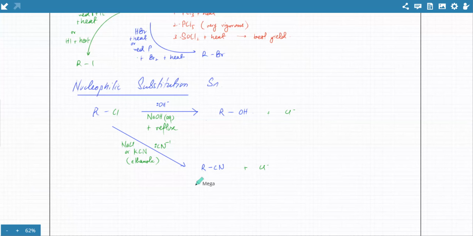And the third one is that you have NH3, which is ethanolic, and you would also need reflux. Or there could be another condition, which is that you could use NH3 gas and heat it in a sealed tube.